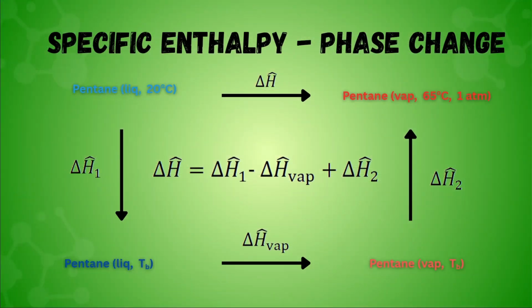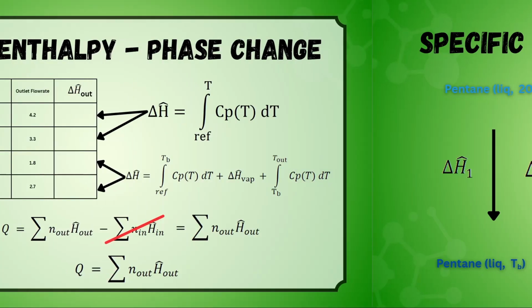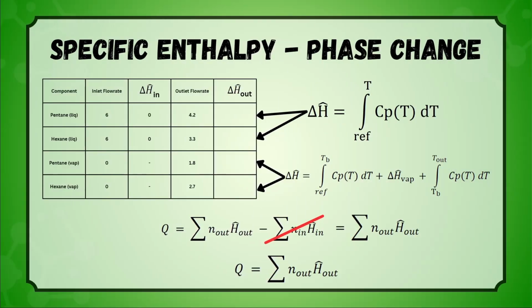Next, we can calculate the enthalpy changes. For liquid phase components, we use the sensible heat formula, and for the vapor phase components, we must also account for phase changes, following the alternative pathway method we used earlier. Here's the diagram to illustrate. So, to recap, for liquid components, we calculate using sensible heat, and for vapor components, we include phase change enthalpy as well. Let's implement these into our Excel sheet.